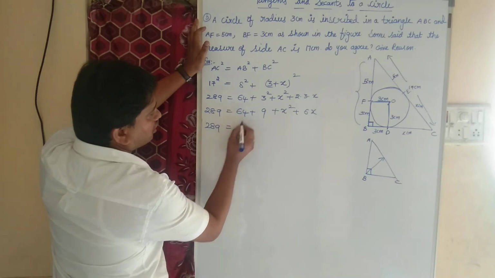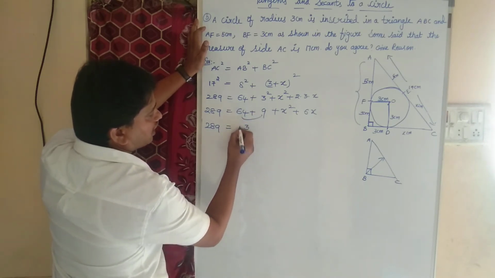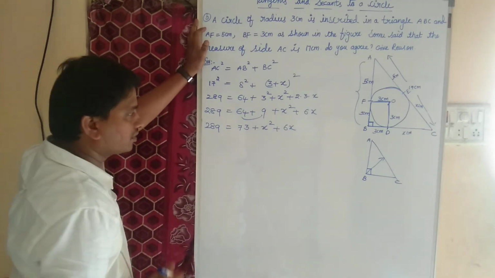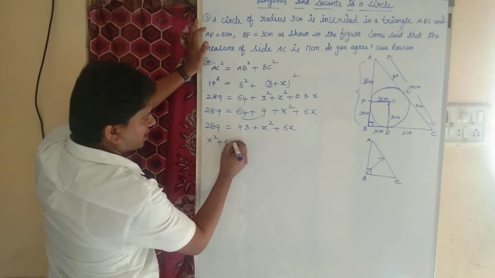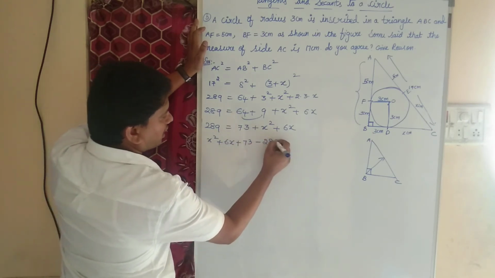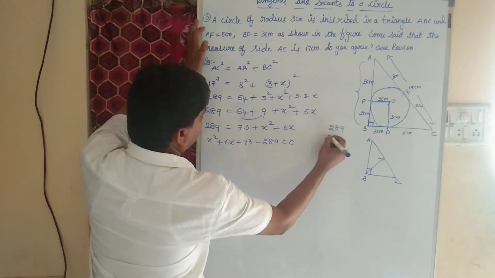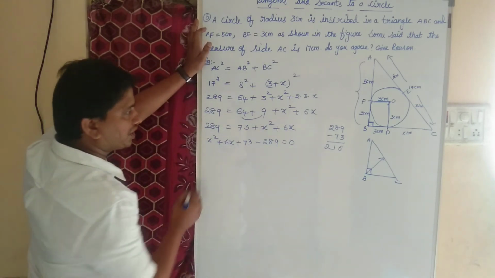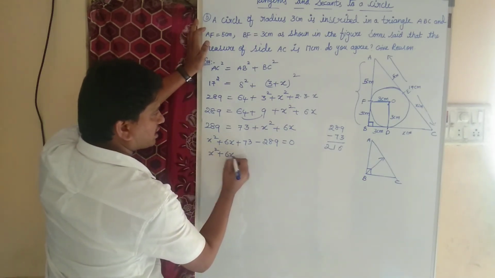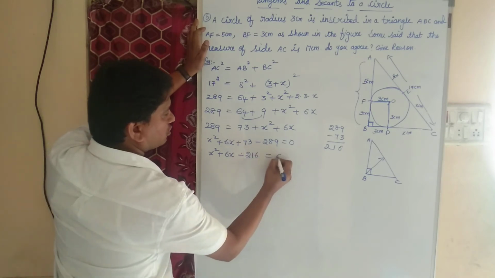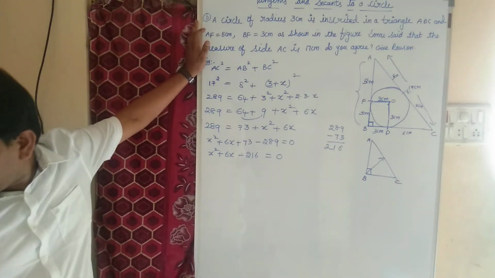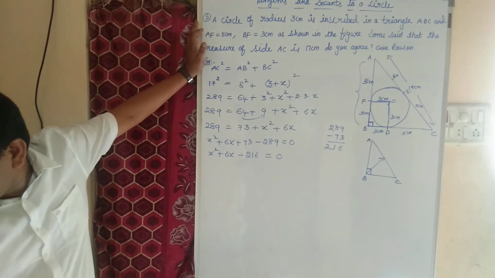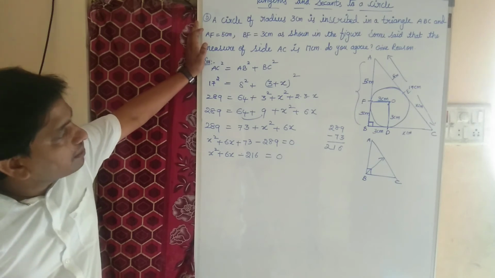So 289 equal to 64 plus 9, 9 plus 4 is 13, 73 plus x square plus 6x. Let us transpose. So you will get x square plus 6x plus 73 minus 289 equal to 0. From 289 you subtract 73, which is equal to 216. x square plus 6x minus 216 equal to 0. Right? So children, AB is 5 plus 3 whole square.